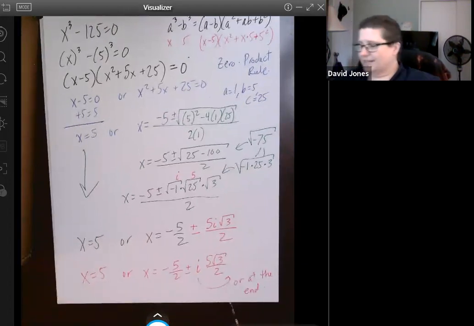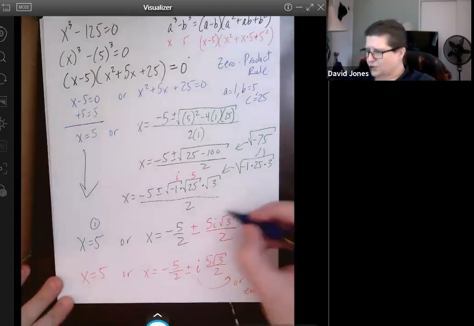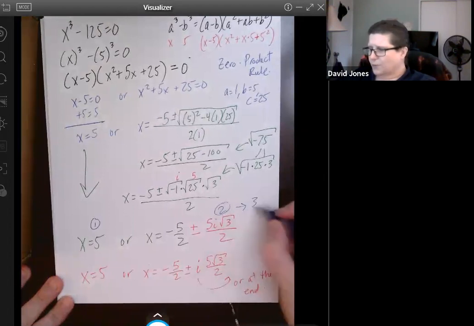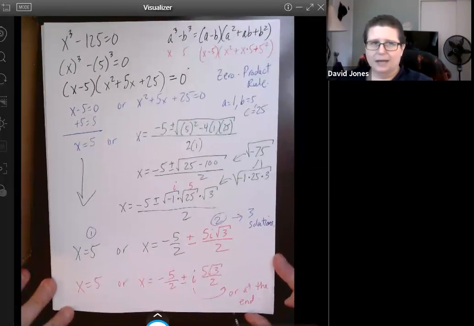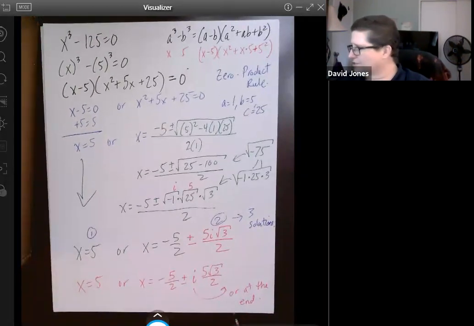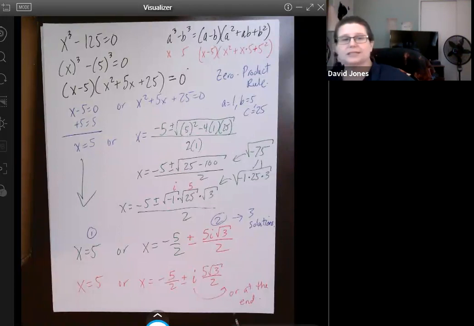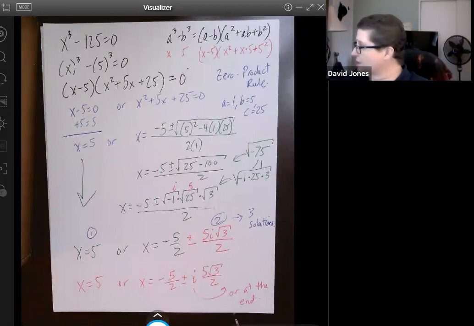3 solutions here though, right? 1 solution here, 2 solutions here, total of 3 solutions. Remember me telling you the exponent led to the number of solutions? That's the case here. Exponent is 3, 3 solutions. They're not all real solutions. I have 2 complex solutions and 1 real solution.